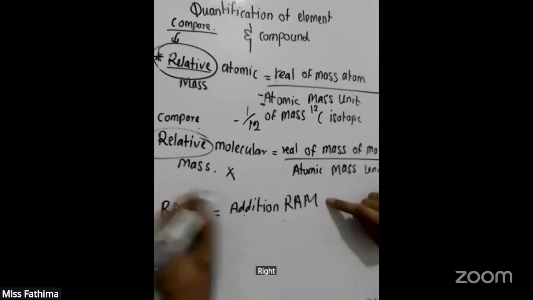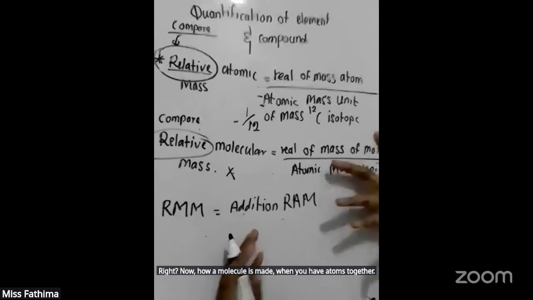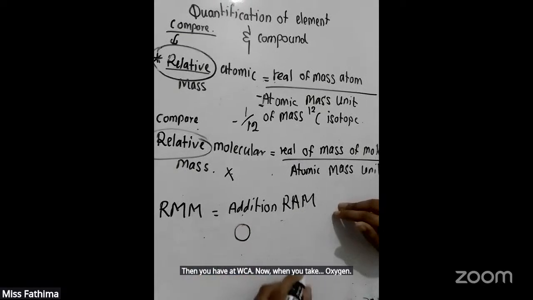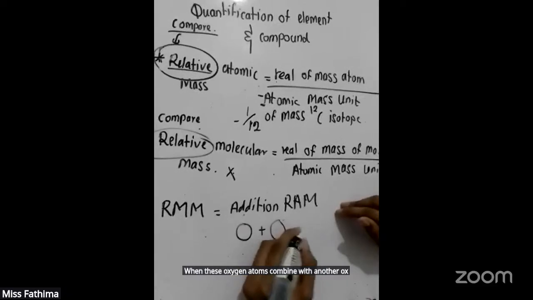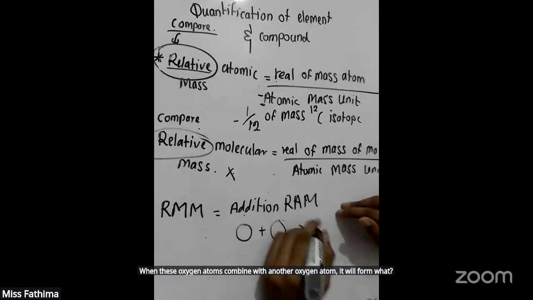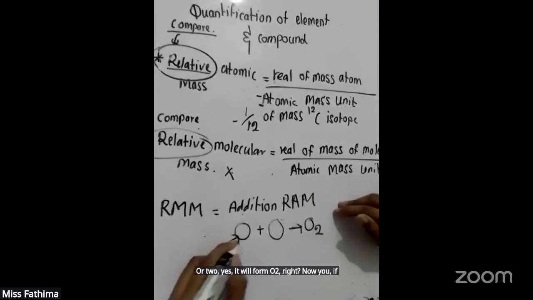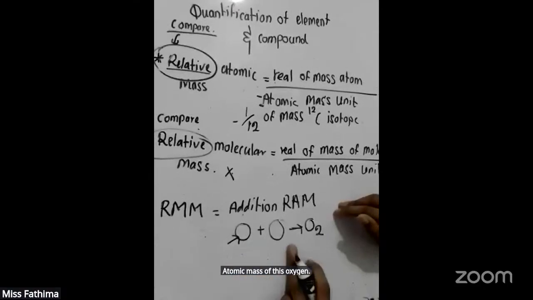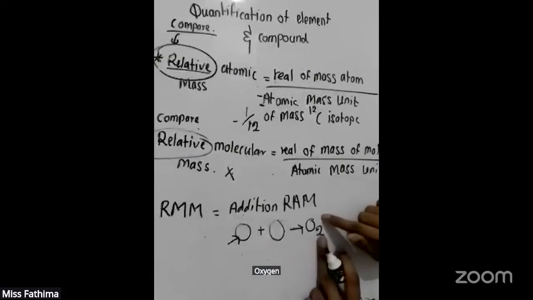Now, how is a molecule made? When you have atoms together. When you take oxygen, this is an atom. When this oxygen atom combines with another oxygen atom, it will form what? O2 gas. If you know the relative atomic mass of this oxygen, when you add the relative atomic mass of another oxygen, you can find the relative molecular mass.